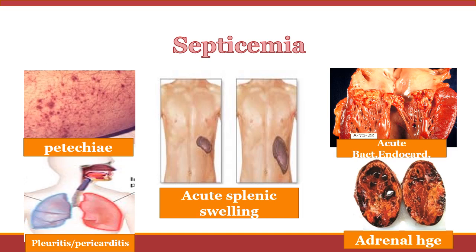So any problem or interference with the functions of the adrenal cortex can at some point be fatal, or at least very dangerous. So these are the five most important pathological manifestations of septicemia, but we obviously have other manifestations. So let's revise.